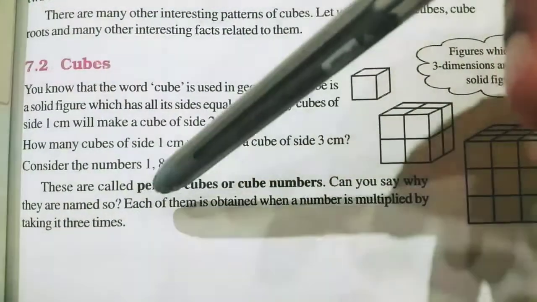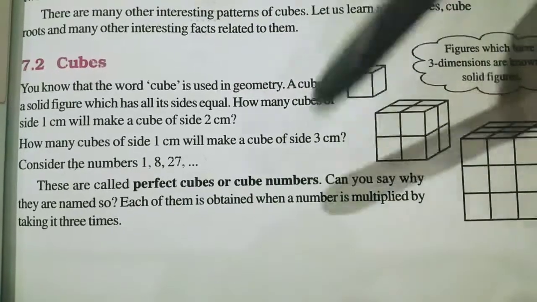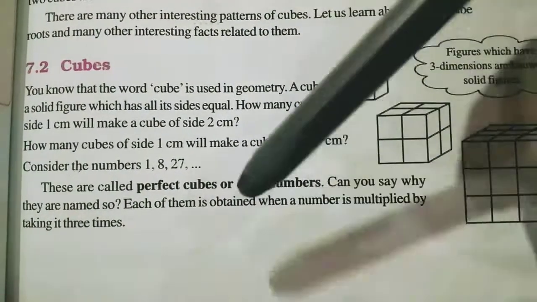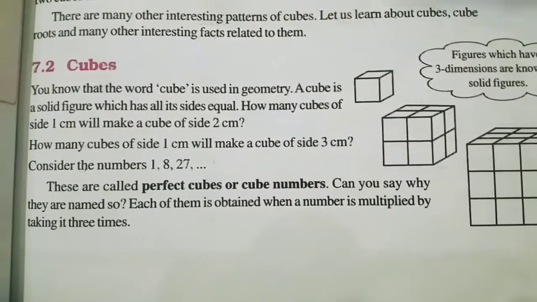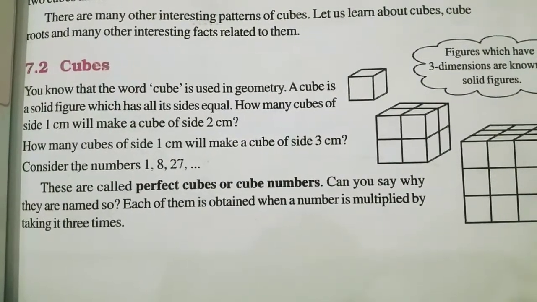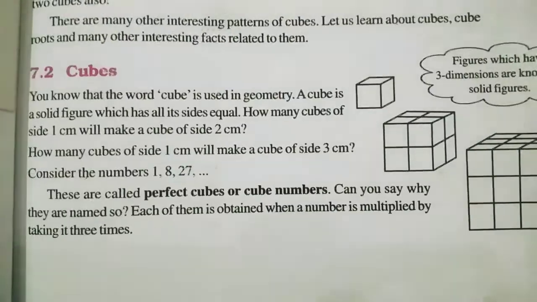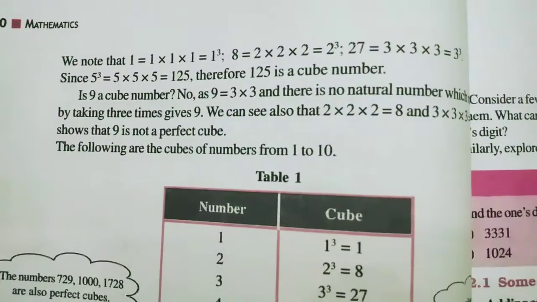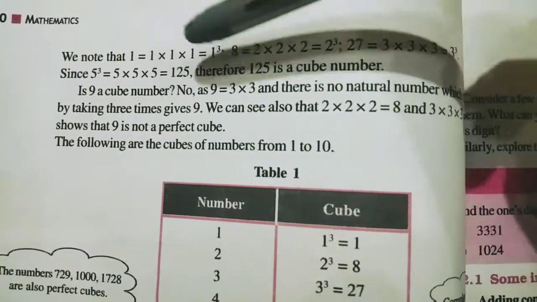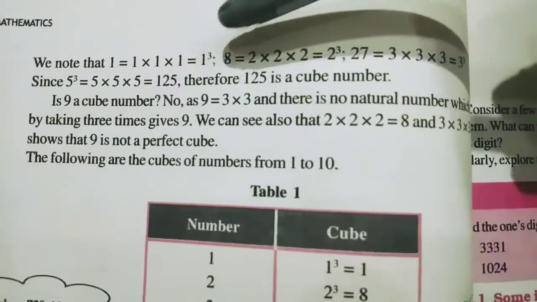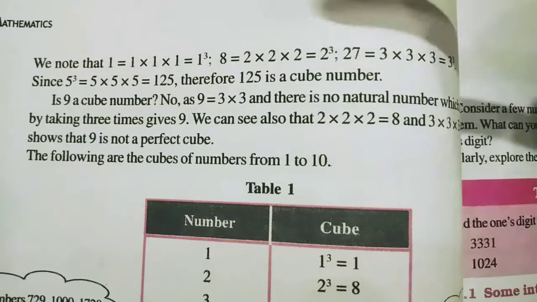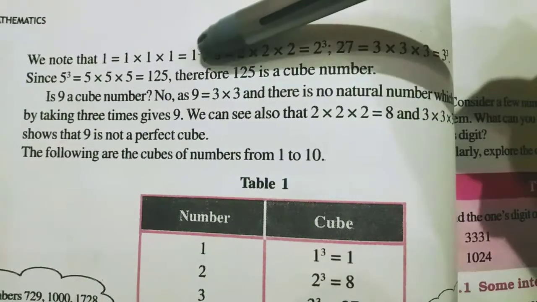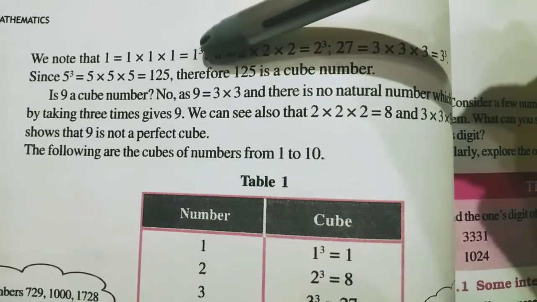That means 1 into 1 into 1 is 1 cube. 2 into 2 into 2 is 2 cube. 3 into 3 into 3 is 3 cube, like this. So all these are perfect cubes. Next page. In the next page it is given, 1 cube is 1 into 1 into 1. Cube is denoted by power 3. Like square you have written the power 2, in cube the power is 3.